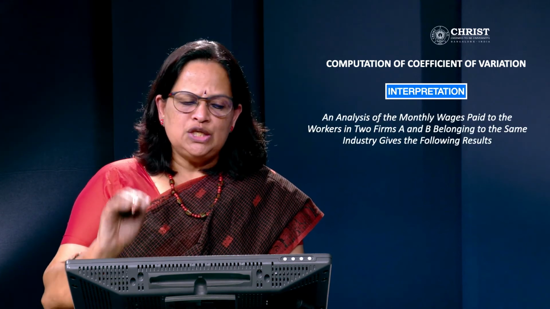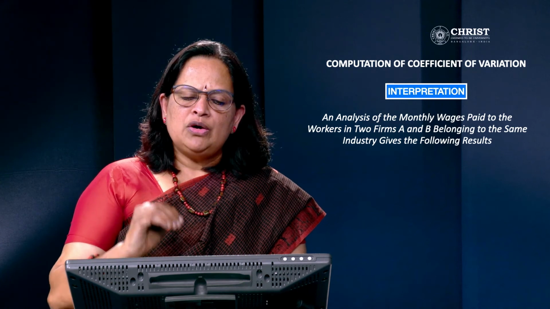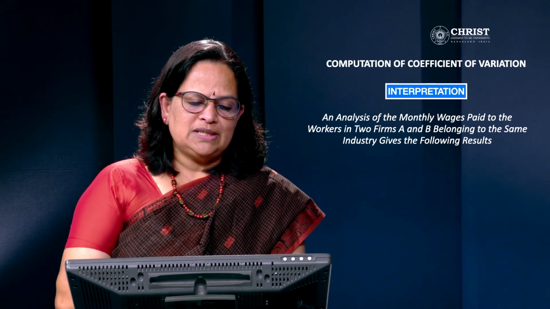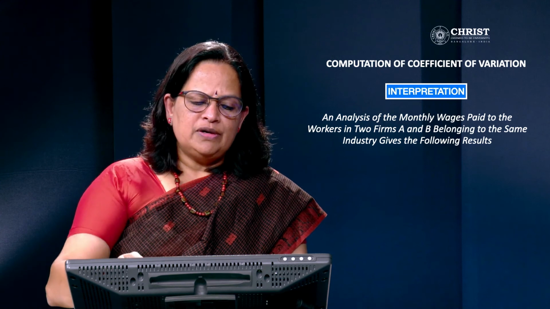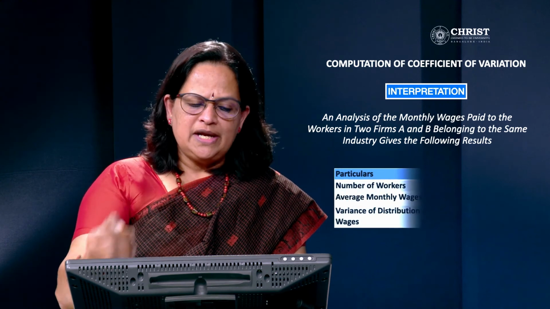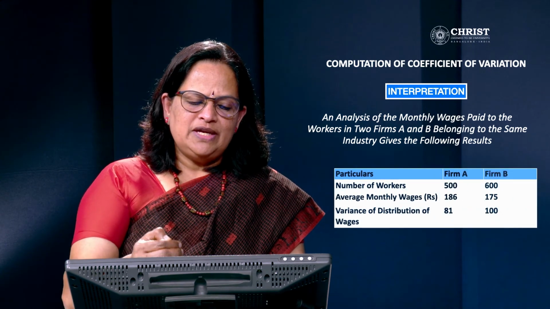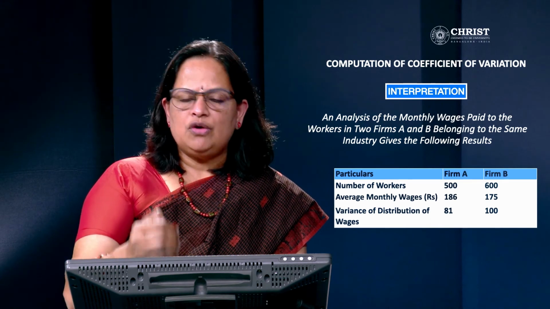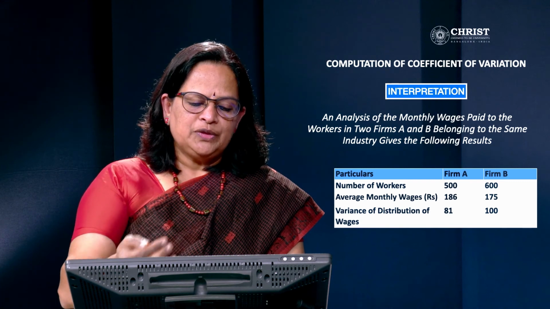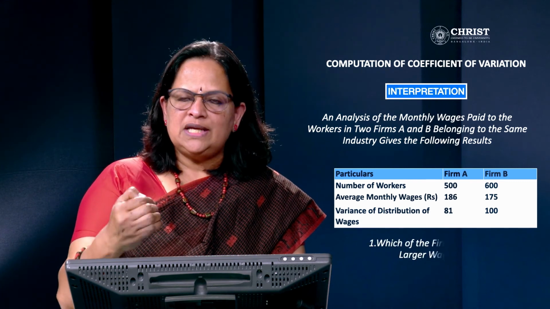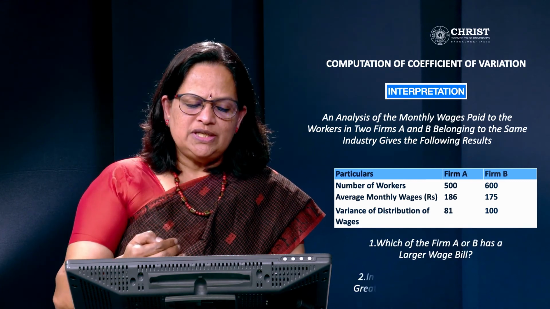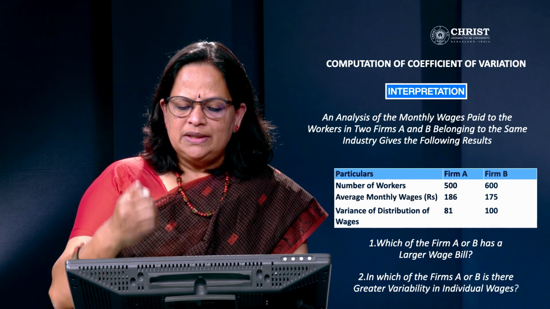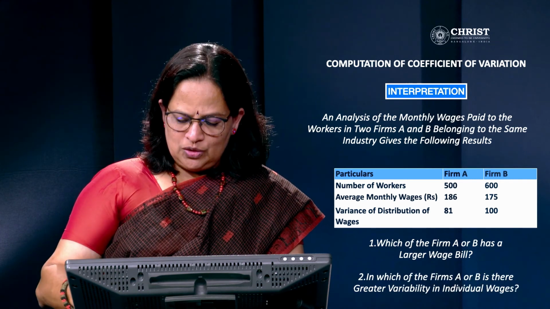Now one more problem we can do: an analysis of the monthly wages paid to workers in two firms A and B belonging to the same industry gives the following results. Firm A and firm B: number of workers 500 and 600, average monthly wages 186 and 175, variance of distribution of wages 81 and 100. Which of the firms A or B has a larger wage bill? Second question: in which of the firms A or B is there greater variability in individual wages?